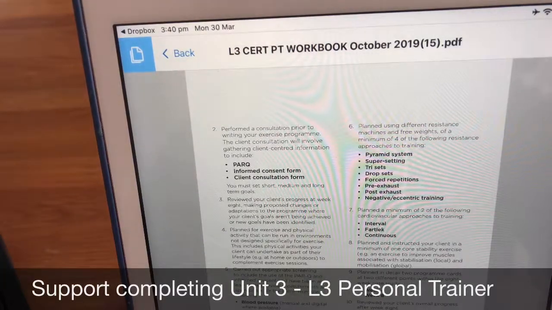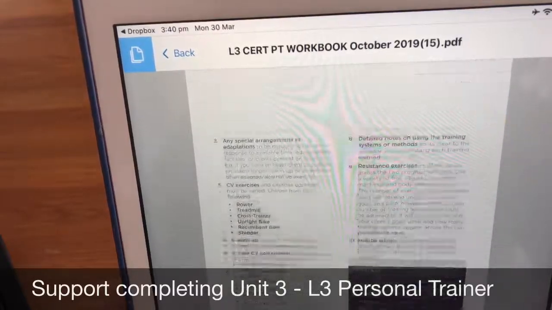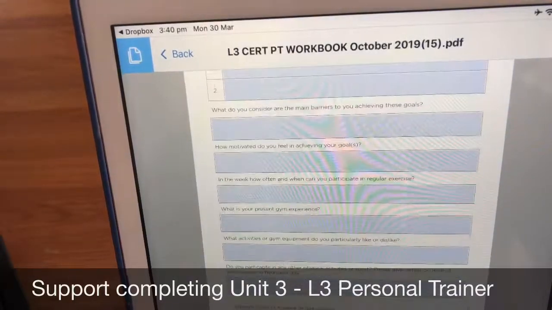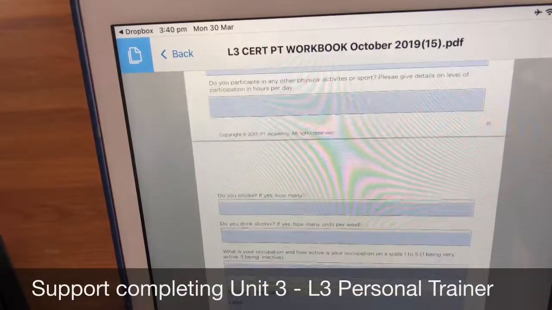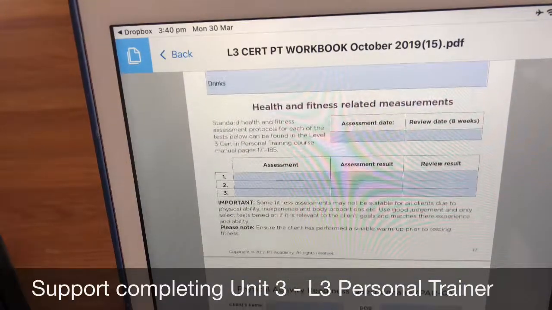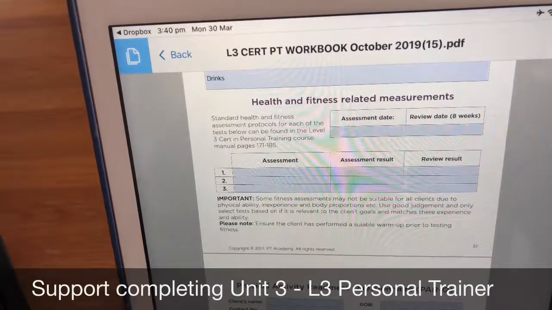So it tells you in all the details about our training methods, what we have to do before, during, and after our workout as well. So we fill out a consultation, so a questionnaire. We then have to fill out a little bit of details about their nutrition. And then we look at assessment criteria as well. So these have to be based on the client's goals.